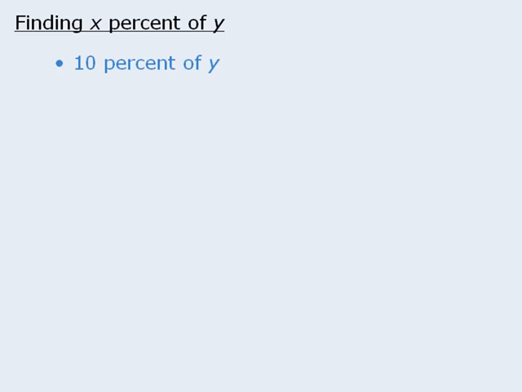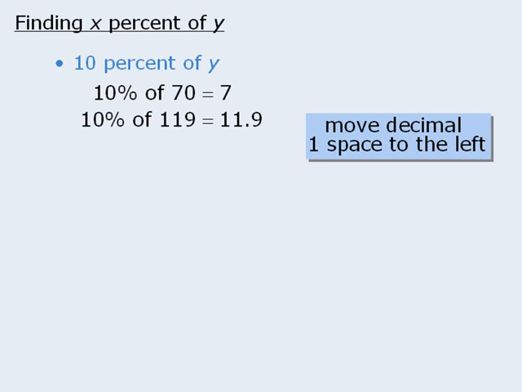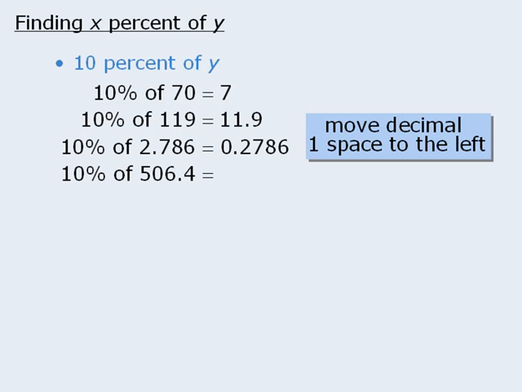Now, to find 10% of any number, we simply take that number and move the decimal point one space to the left. So, for example, to find 10% of 70, we move the decimal point one space to the left to get 7. Similarly, 10% of 119 is 11.9. 10% of 2.786 is 0.2786, and 10% of 506.4 is 50.64.